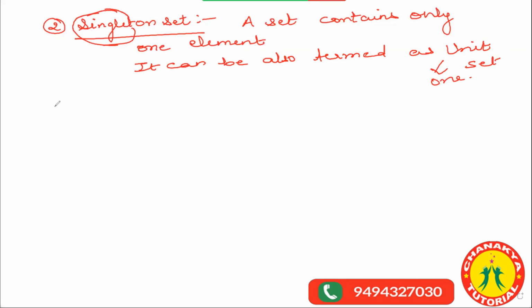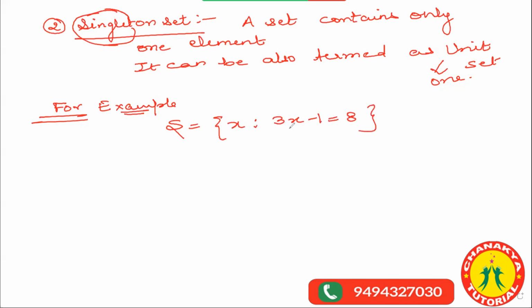Suppose a set is given, x such that 3x minus 1 is equal to 8. This is an example of a singleton set. We will identify it by solving this linear equation. Here the highest power of x is 1, therefore this equation is a linear equation.